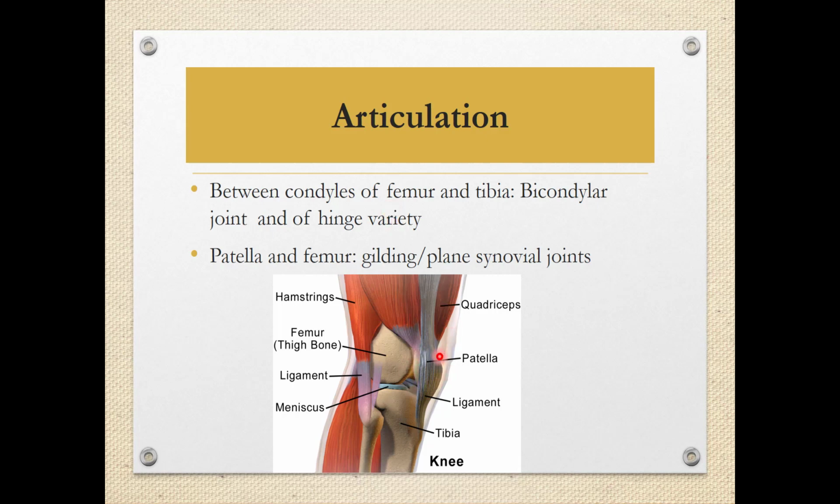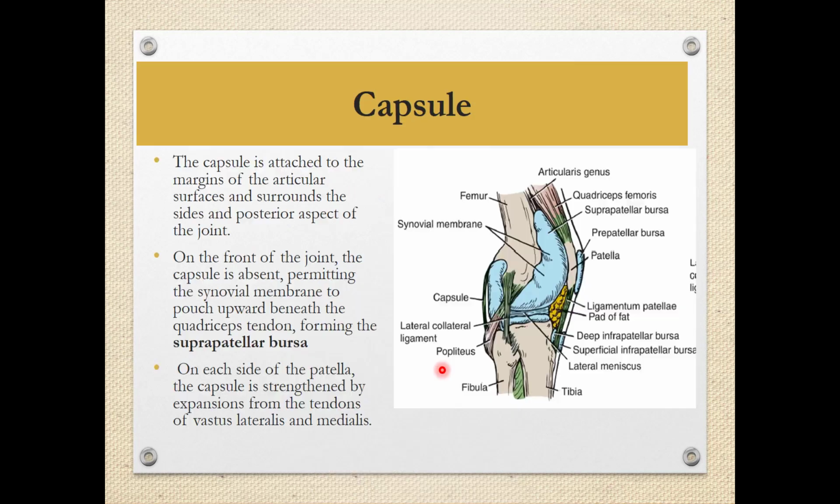Okay, then there is a plain gliding joint between the patella and the femur. So remember that three bones are involved in the formation of knee joint. Number one is femur, number two is tibia, and number three is patella. And what is the type of the knee joint? Number one, it is a bicondylar joint according to the articulation. Number two, it is hinge type of the synovial joint according to the movement. And number three, there is a plain gliding synovial joint in between the patella and the femur.